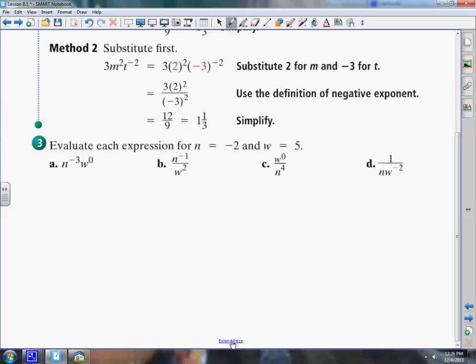Okay, so n to the negative 3rd would be 1 over n to the 3rd times w to the 0, which is 1. So really I just need to do 1 over n to the 3rd, which is 1 over negative 2 to the 3rd power. So 2 times 2 is 4, times 2 is 8. So that would be 1 over negative 8.